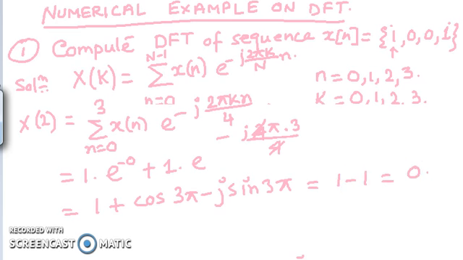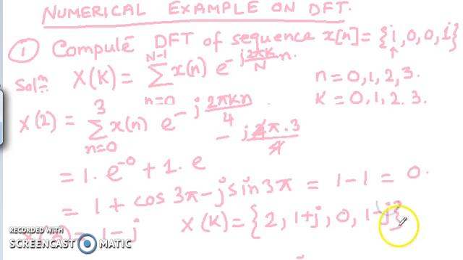So it will be equal to 0. Similarly, if you compute in the same fashion, you are going to get that the value of X3 will be 1 minus j. So what is the DFT of the 4-sequence we get? The first value was 2, then 1 plus j, then 0, and the last is 1 minus j. This is your answer. Thank you.